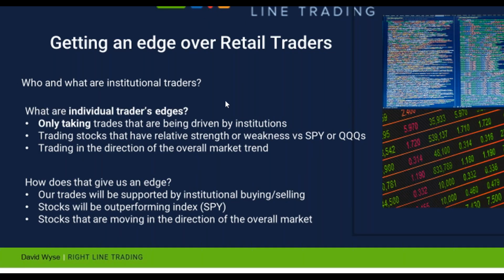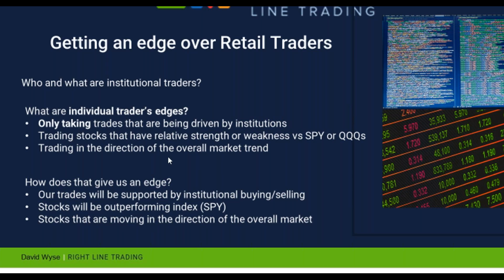Okay, so again, this is how we get an edge over retail traders. We're only taking trades that are being driven by institutions. I've said this about three times already. I've tried to force this on people to understand that it's important to know if institutions are in the trade or if they're not. We trade stocks that have relative strength or relative weakness versus the SPY or the QQQ, and we trade in the direction of the overall market. This is a big, huge edge for us, because our trades are going to be supported by institutional buying or selling. They'll be outperforming the index, and they're going to be moving in the direction of the overall market.